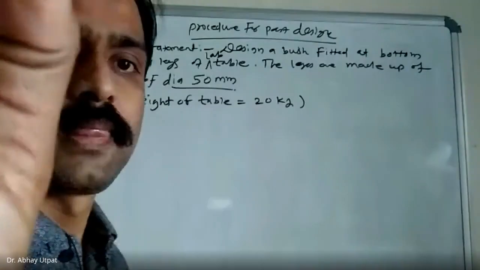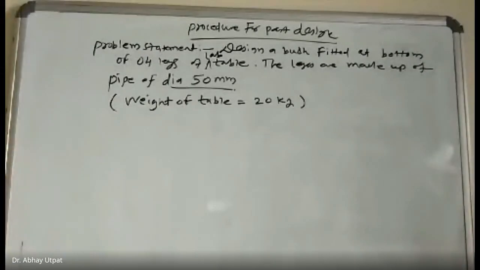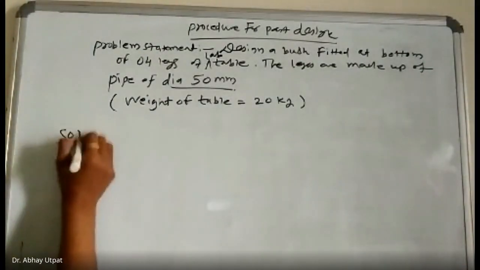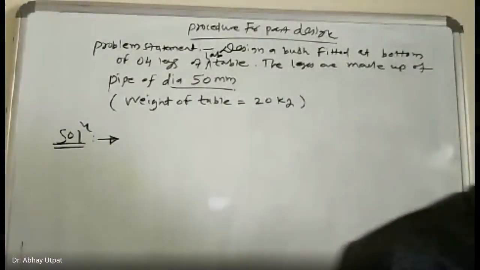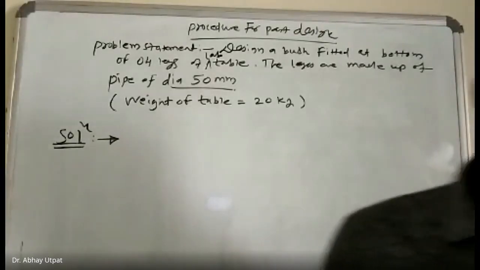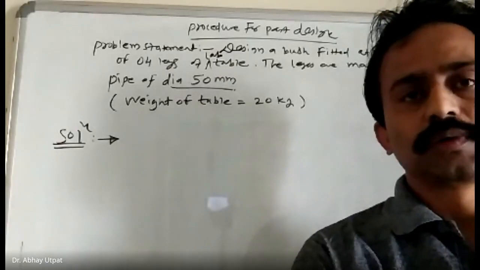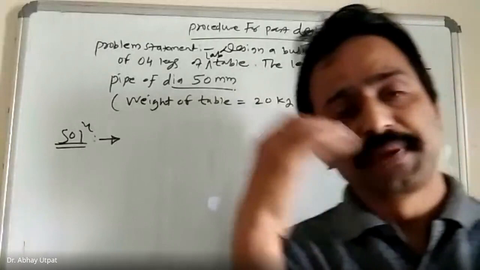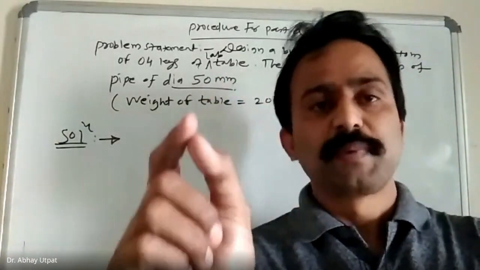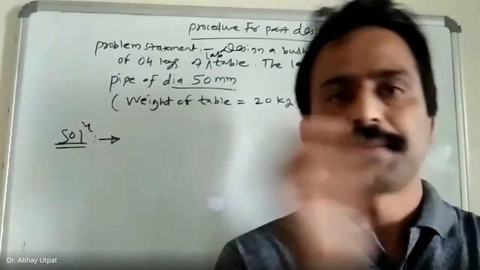So I hope now you are starting with B, solution. Now listen. There may be different constraints. Bush may be fitted with screw. Bush may be fitted with adhesive. Bush may be fitted press fit.